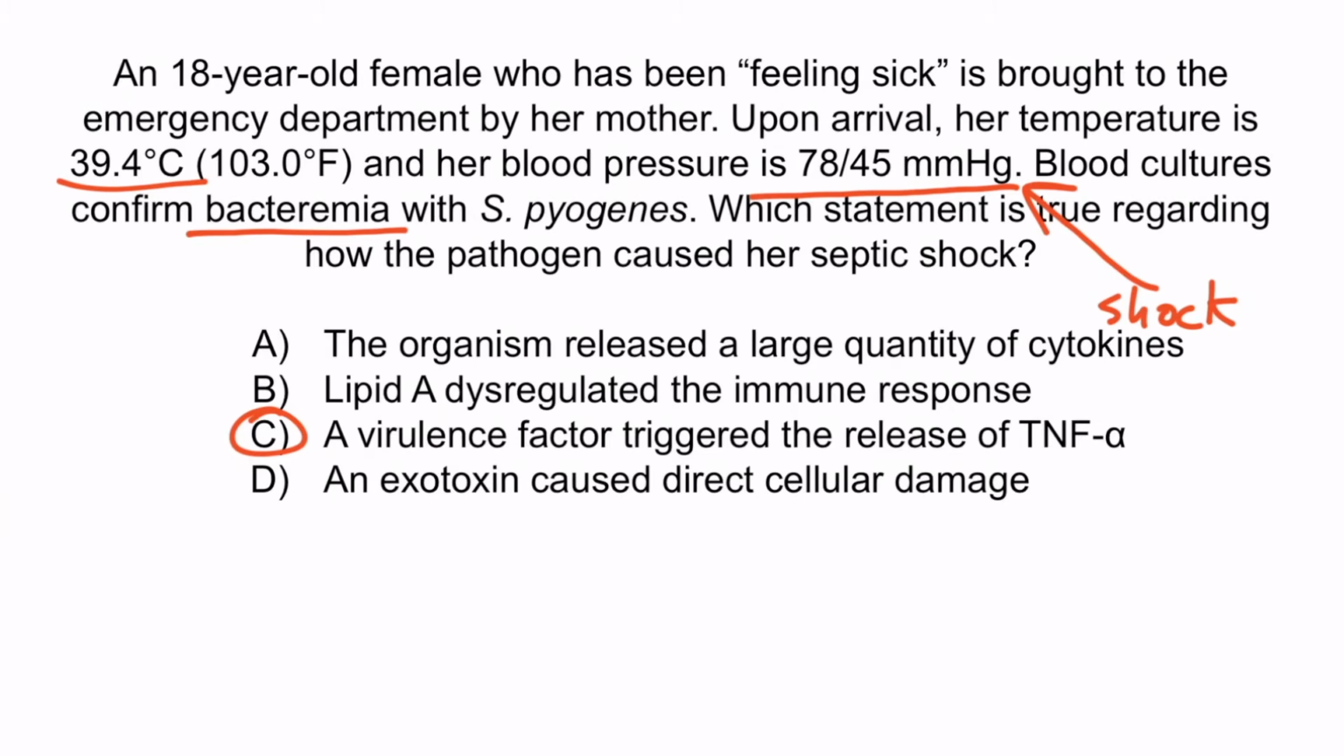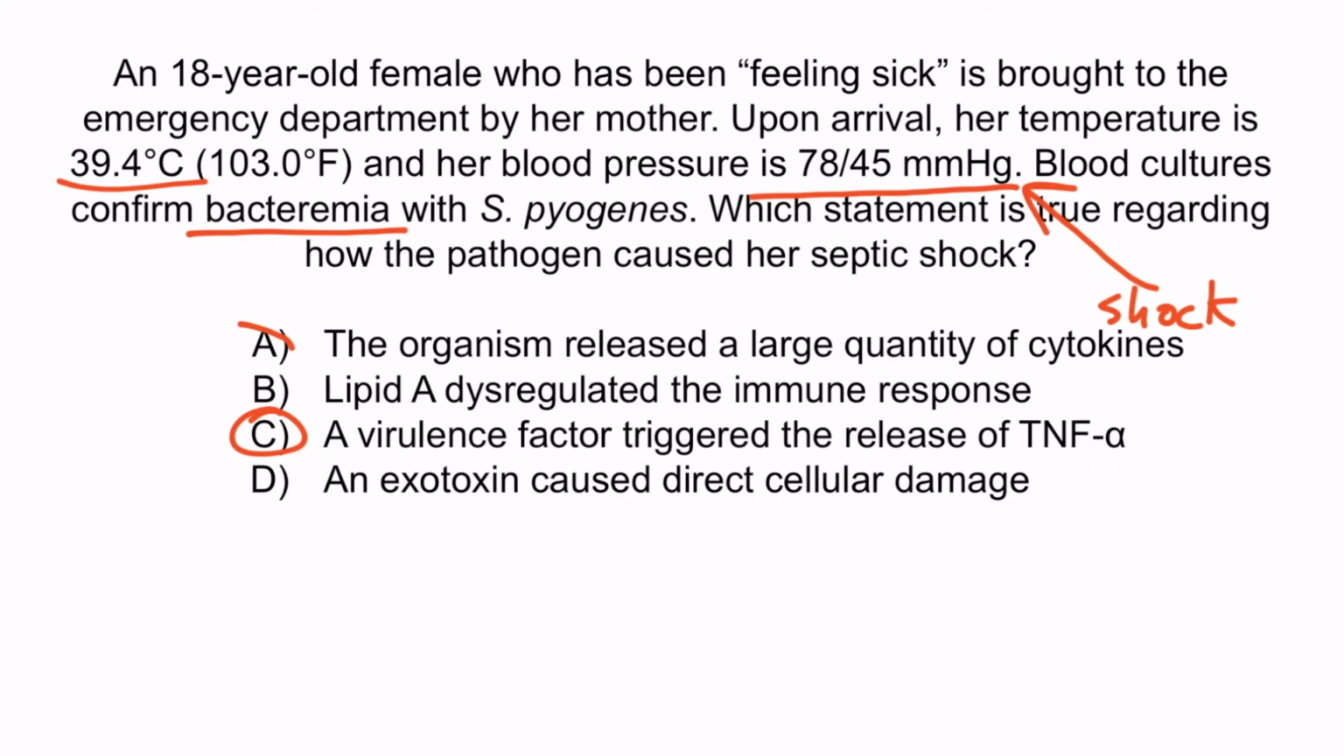This is true. TNF-alpha is one of several inflammatory cytokines released by our immune cells, and the term virulence factor is broad enough to encompass virtually any aspect of the pathogen that triggers this dramatic host response, leading to septic shock. Now, choice A is incorrect because this implies that Strep pyogenes releases the cytokines, which is not true. We know that the immune system releases those.